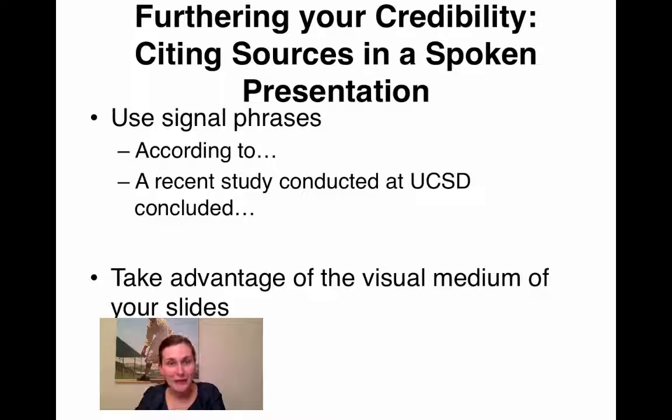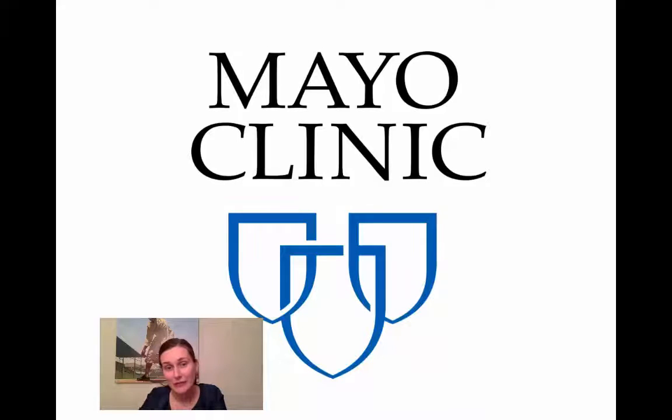So you also want to think about furthering your credibility throughout your speech by citing sources if it's appropriate for your particular topic. So the way you'll cite sources in a spoken presentation is different than what you do in writing. One thing you'll want to do is use signal phrases. So you can use something like according to, or a recent study conducted at UCSD concluded. And another way you can approach this is by taking advantage of the visual medium of your slides, right? You can use the slides to explain where certain source material is coming from.